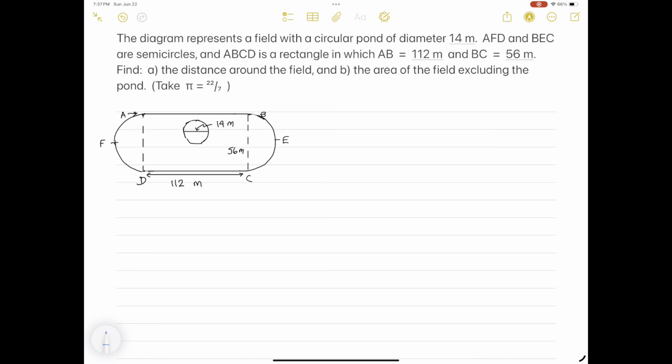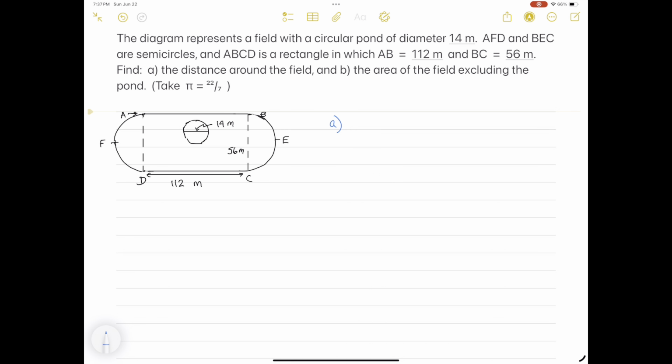The diagram represents a field with a circular pond of diameter 14 meters. AFD and BEC are semicircles, and ABCD is a rectangle in which AB equals 112 meters and BC equals 56 meters. Find A, the distance around the field.